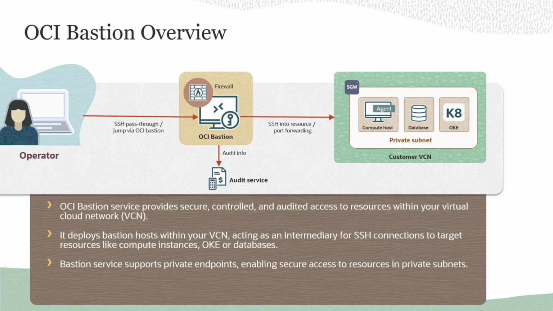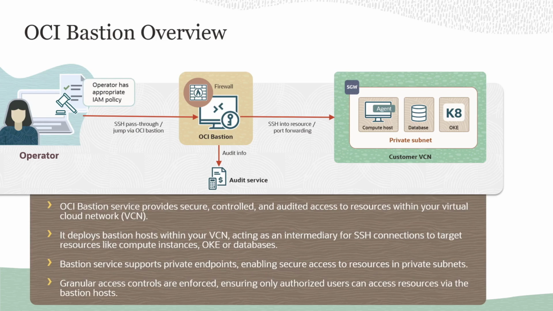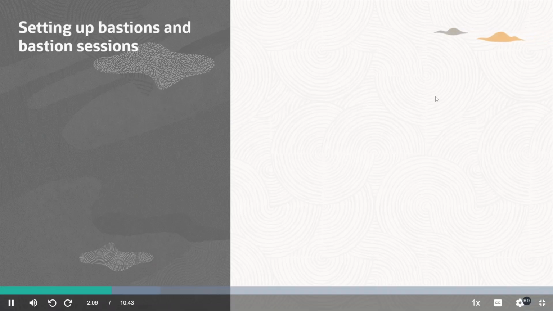One notable feature is the support for private endpoints, ensuring secure access to resources tucked away in private subnets. Furthermore, granular access controls are a key strength of the Bastion service. It enforces stringent controls, ensuring that only authorized users can access resources via the Bastion hosts. This level of security and control makes the OCI Bastion service a robust solution for managing access to your cloud resources.